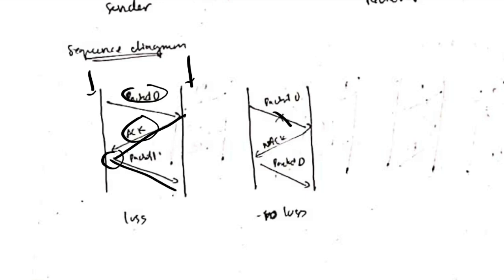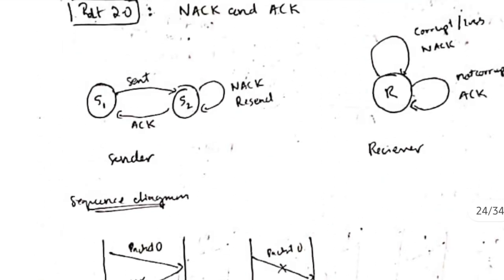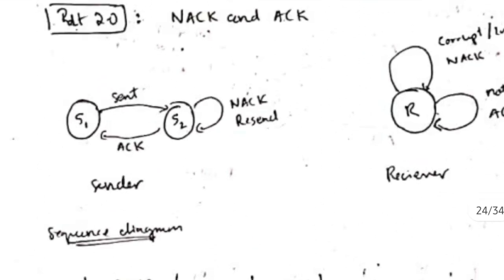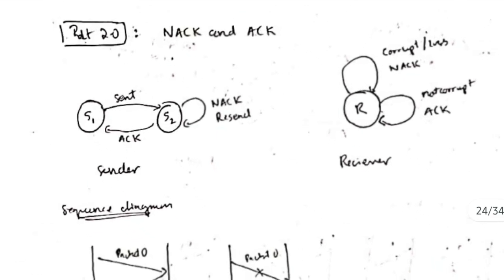But in case packet 0 has not reached the destination, a negative acknowledgement will be sent. When the negative acknowledgement is received by the sender, the previous packet will be resent, which means packet 0. Okay, so that's what happens in the sequence diagram, and this is the FSM which you have to make.